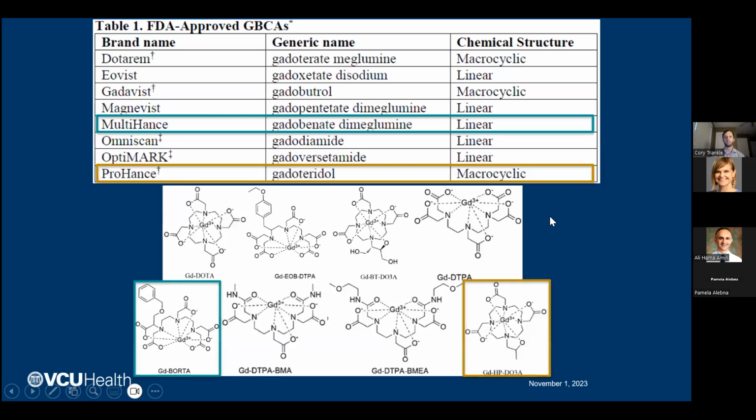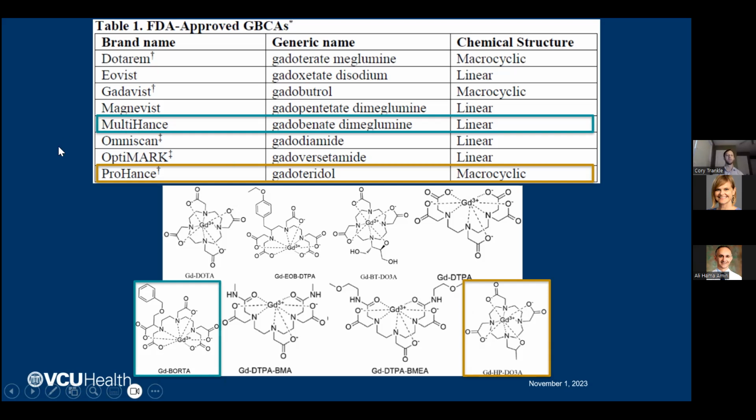This is a list of the FDA approved contrast agents. I've highlighted a couple of them. ProHance is what we use at our institution, and it's what we tend to use for our cardiac exams. I know Dotarem is another one that we've been asked to use on some multi-center studies. It's pretty common. And then MultiHance is one that every now and then we end up using.